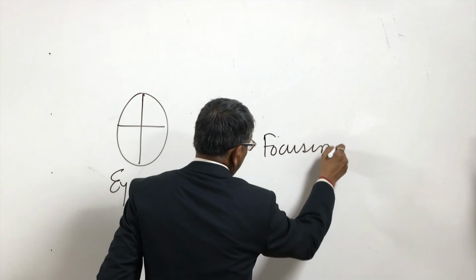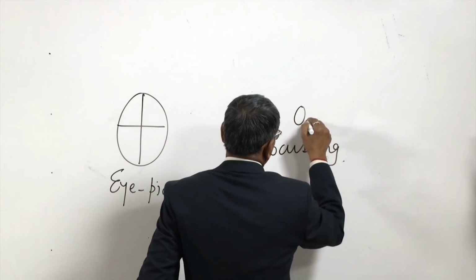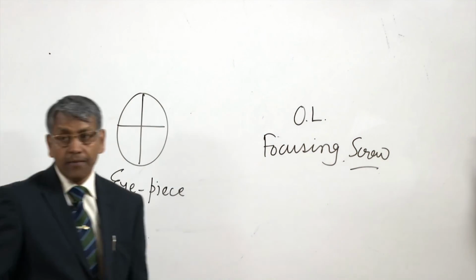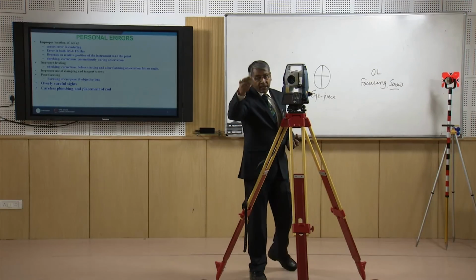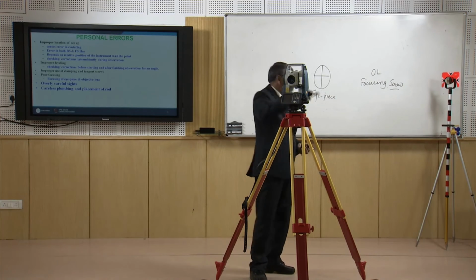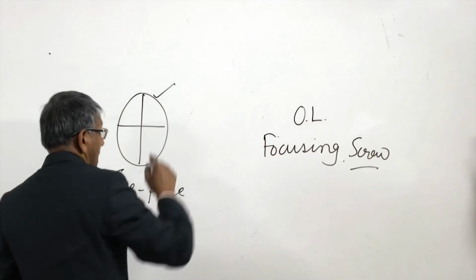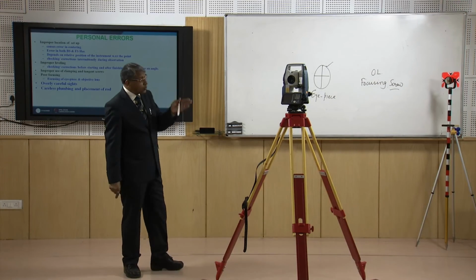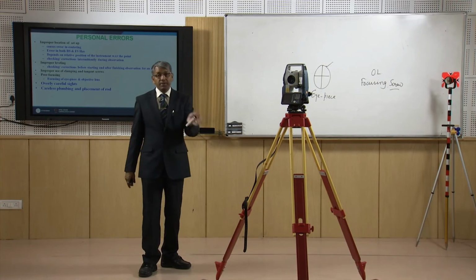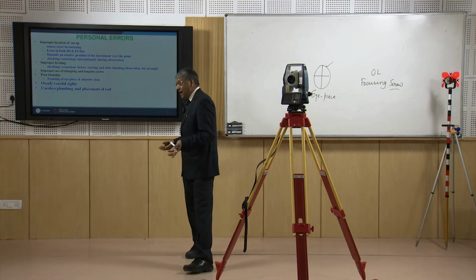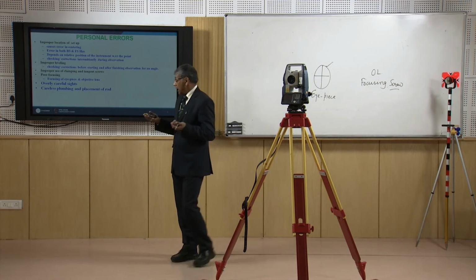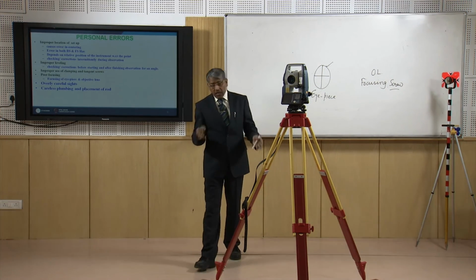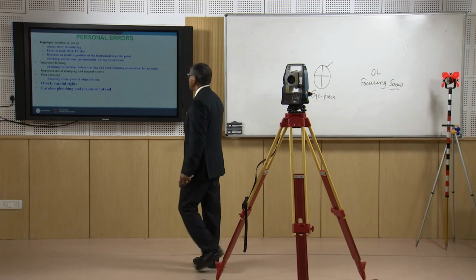to focus the objective lens, meaning to make the image of the object fall in the plane of the reticle. That should be done clearly. If we do not do this, there are mistakes in measurement. There may also be some parallax sometimes, so we should see that there is no parallax. We have to be very careful about these things during our measurement.